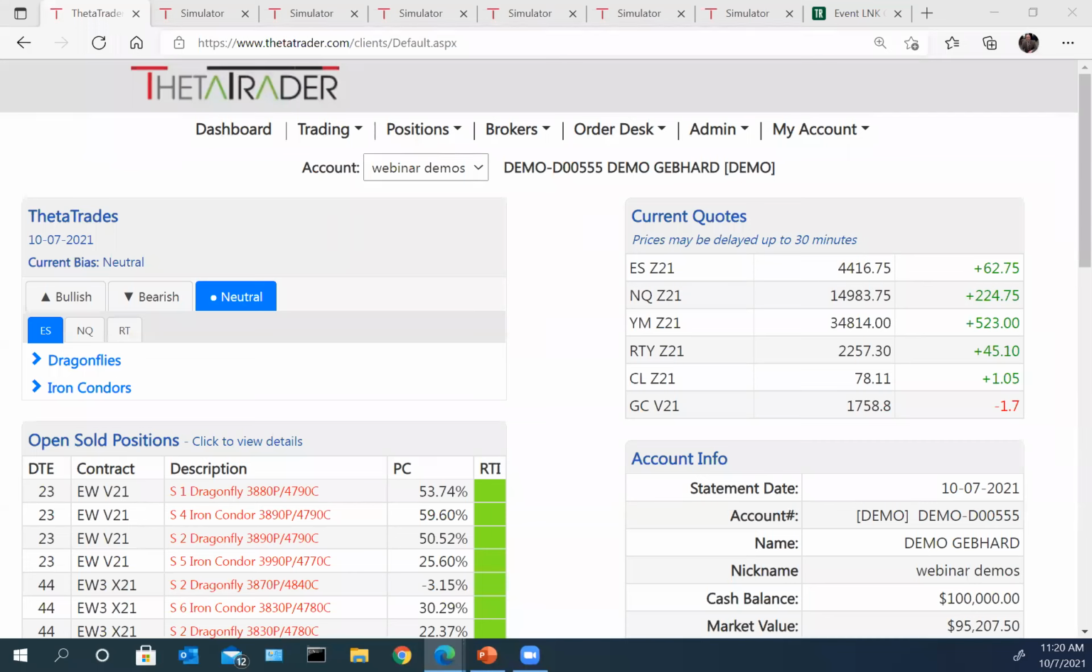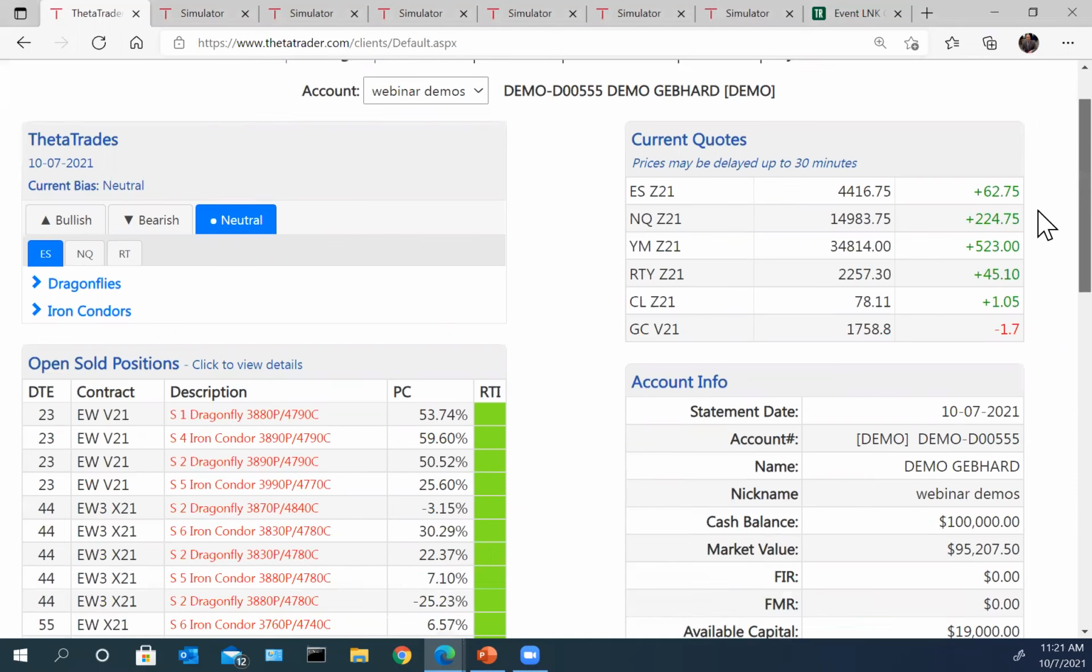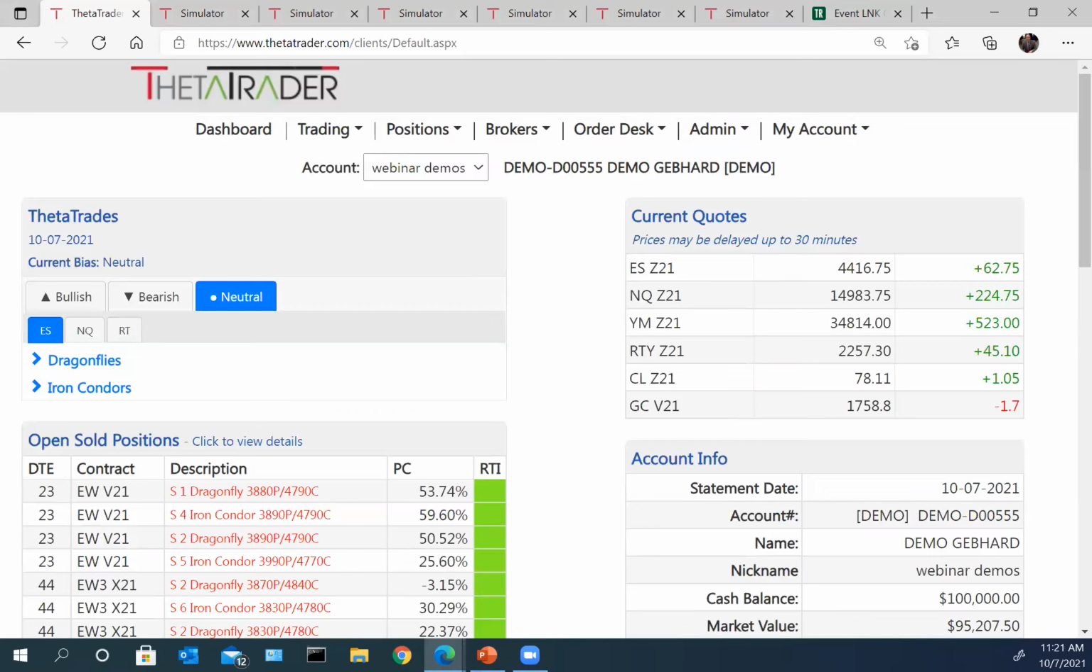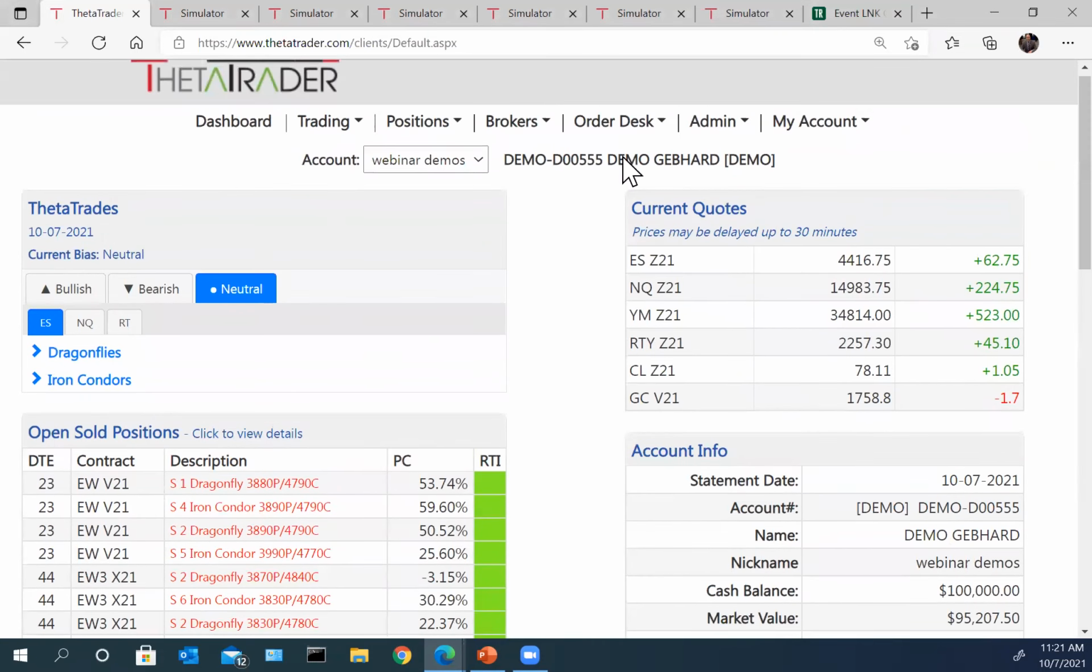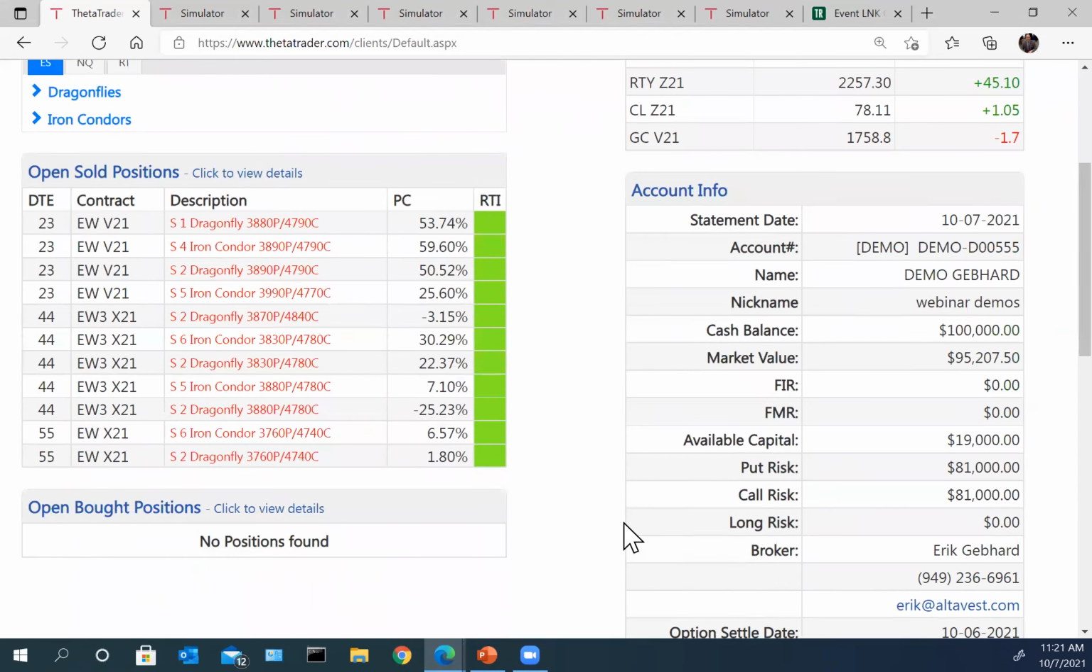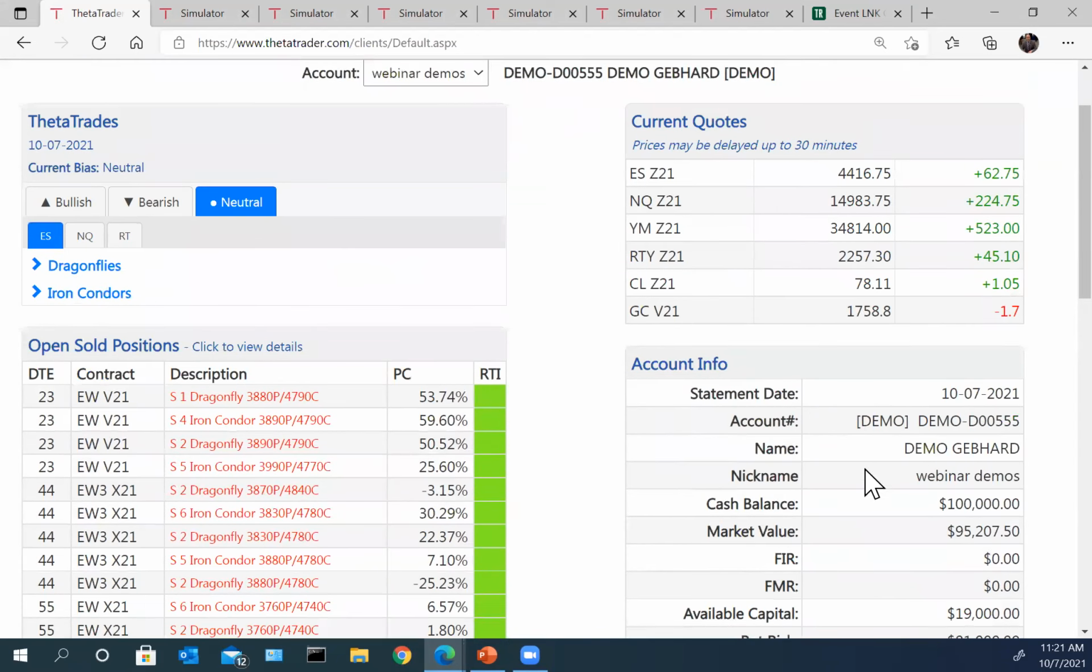All right, great. You're now looking at my screen for Theta Trader, and I've expanded it a little bit so you can visualize that here. Let me explain that in just a second. These three sections here, you'll see Theta Trades, open short positions, any open long positions, your current account info that's pulled directly from your AltaVest account, and then current quotes.